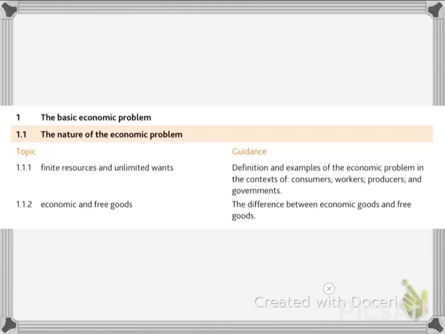So now our first topic of economics is the nature of economic problem. And now we're going to have a look at the portion for it. The first part of the nature of economic problem is finite resources and unlimited wants. So we're going to learn about this. We're going to go through the definition, examples, and we're going to do economic and free goods. We're going to learn the difference between the economic goods and free goods.